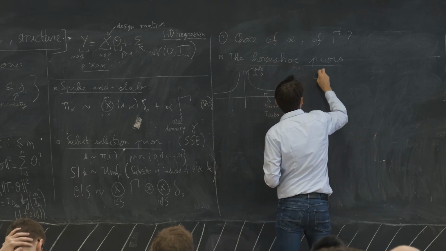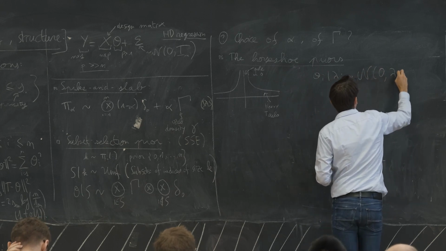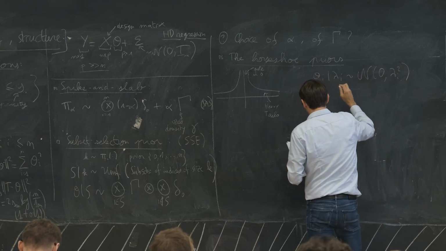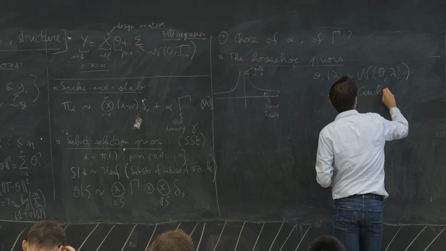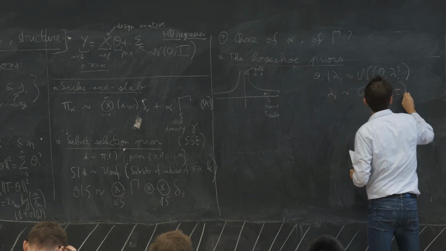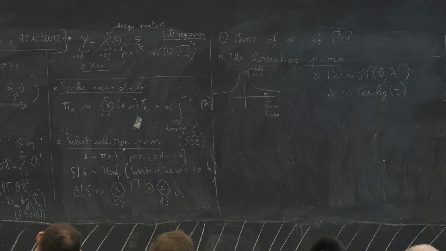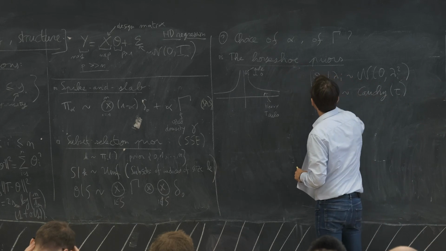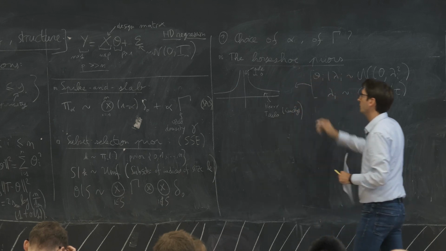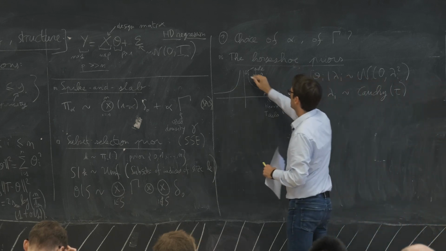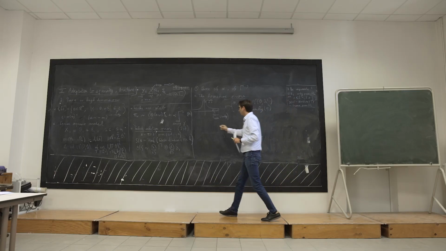You can construct that by using a scale mixture of normals. Then lambda i is itself random with the Cauchy tau distribution. This is Cauchy tau, meaning a centered Cauchy distribution with scale parameter tau. This produces something like this, where the heavy tails are of Cauchy type. There is a formula that I give in the notes for this density. So this is an alternative, and it will come back later today.